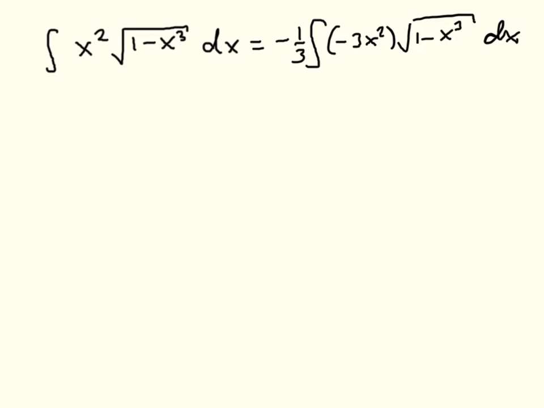And now we see that the way this has been written, this is exactly the derivative of the content of the square root. The square root is 1 minus x cubed to the power of a half, and a function that would give us 1 minus x cubed to the power of a half, if we differentiate it, could be 1 minus x cubed to the power of a half plus 1, which is 3 halves. So let's see what happens. So we have minus a third, and I'll leave some space, 1 minus x cubed to the 3 halves.